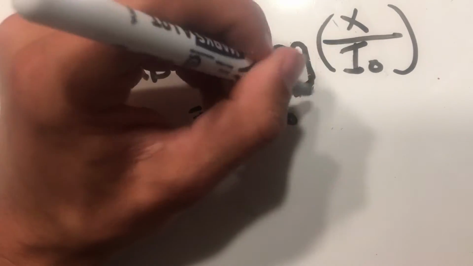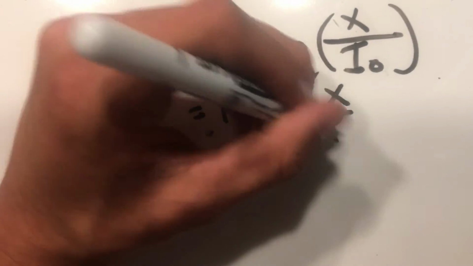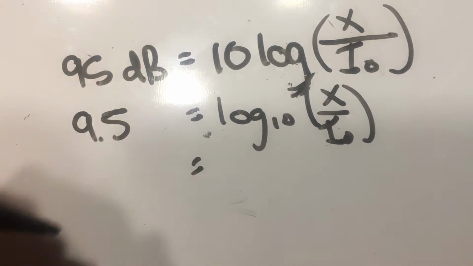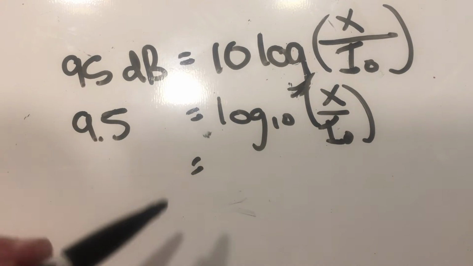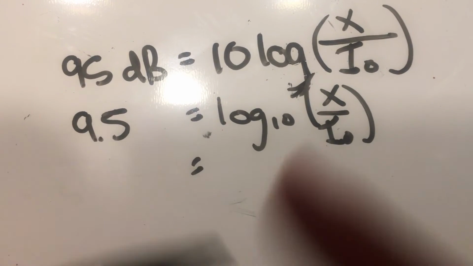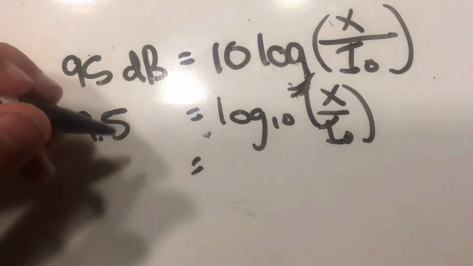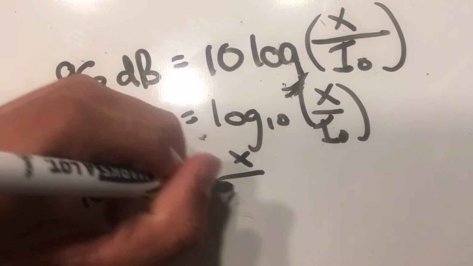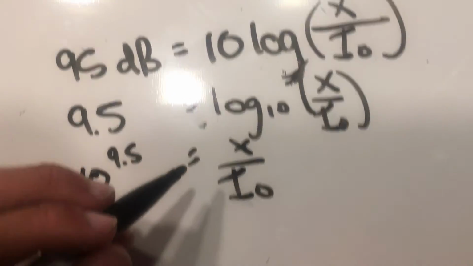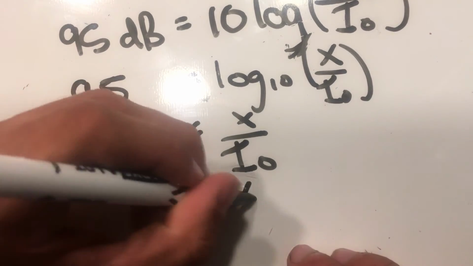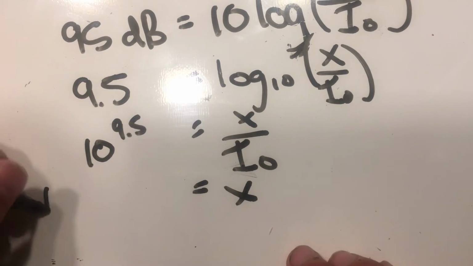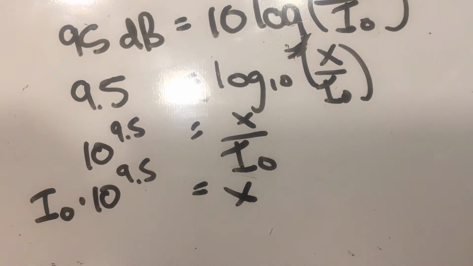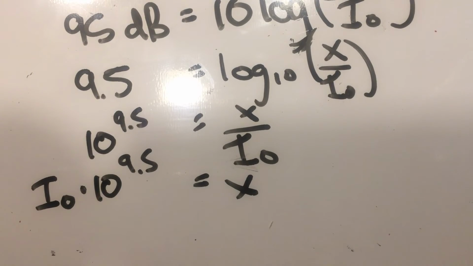Divide both sides by 10, and remember, that's just a log base 10. It can be good to put that there when we turn that log into an exponent. And so, as I just said, we're going to turn that log into an exponent. We know how to convert between exponents and logs. So that just equals 10 to the power of 9.5 equals x over the threshold of hearing, which is that constant. So then we multiply both sides by that constant to isolate x, and that is our answer.